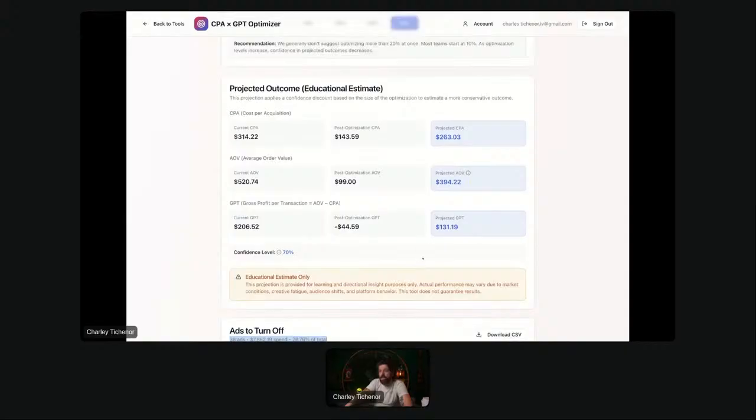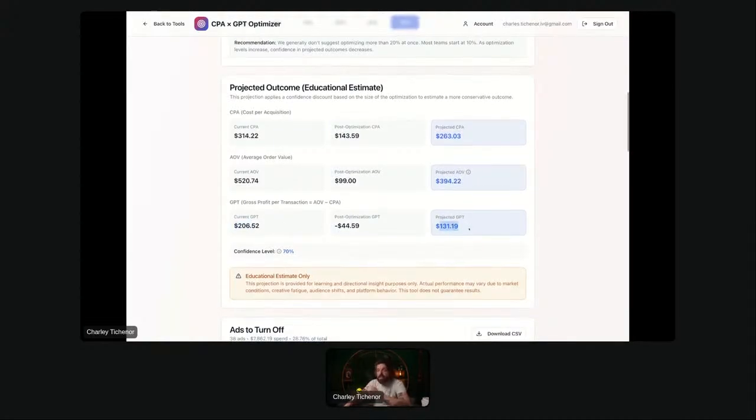And the interesting thing is that hyper aggressive will reduce the CPA from 314 to 263, but our GPT would actually drop from 206 to 131. This is an example of being really aggressive on optimization not being a good idea, because sometimes it isn't. Primarily because this AOV drops when you get rid of the bad ads, quote unquote.